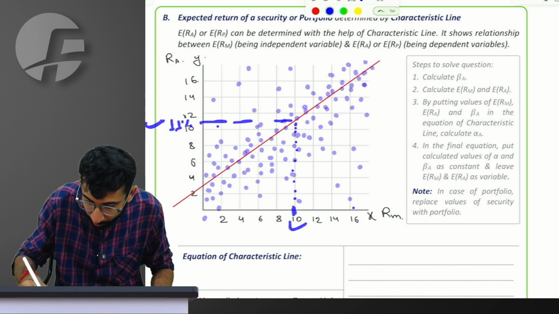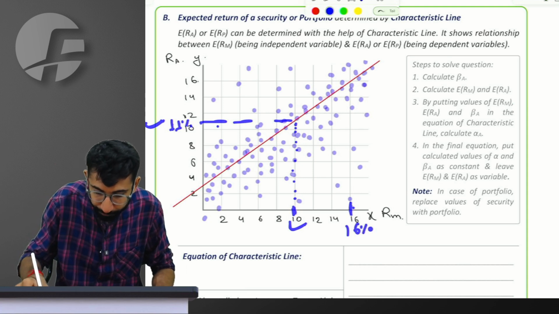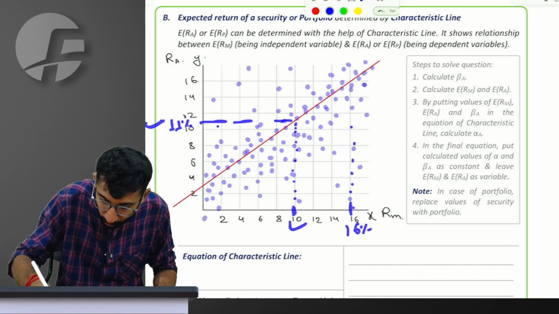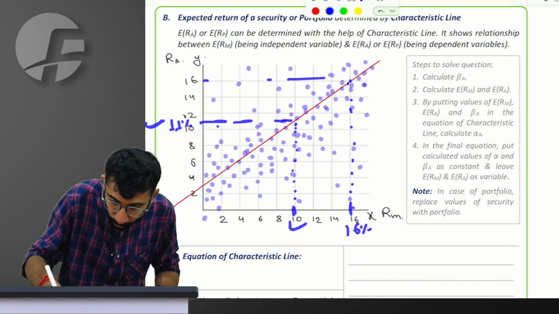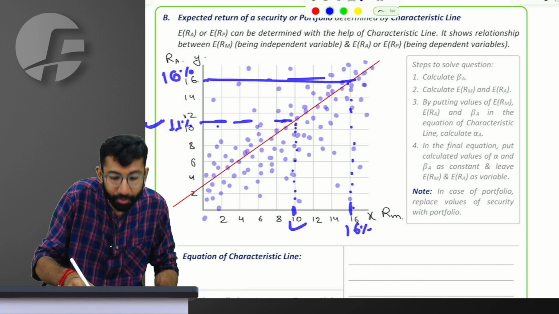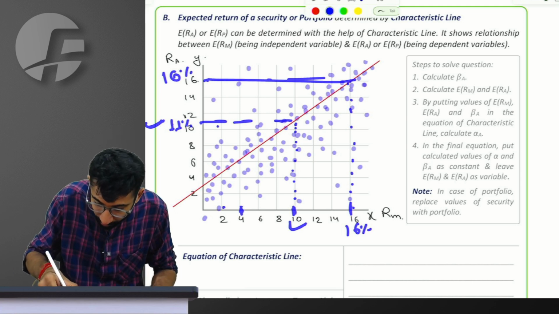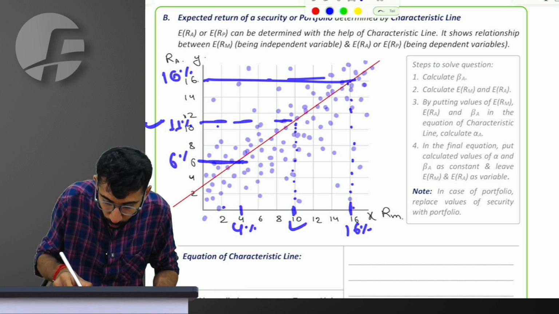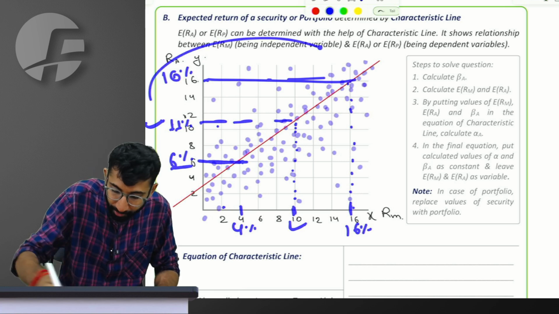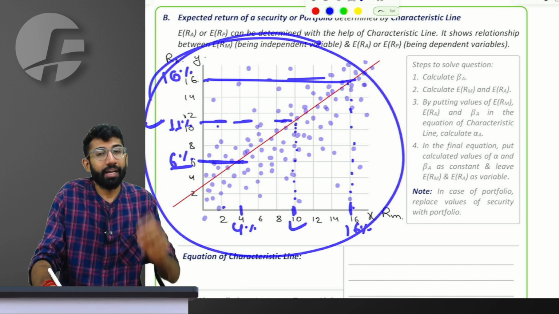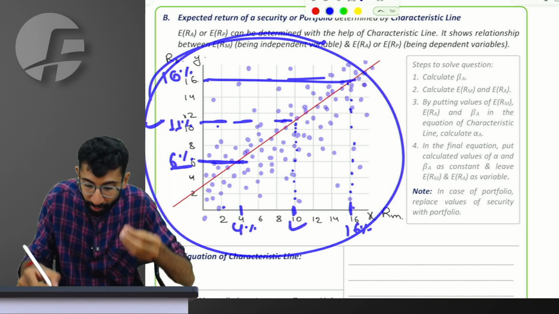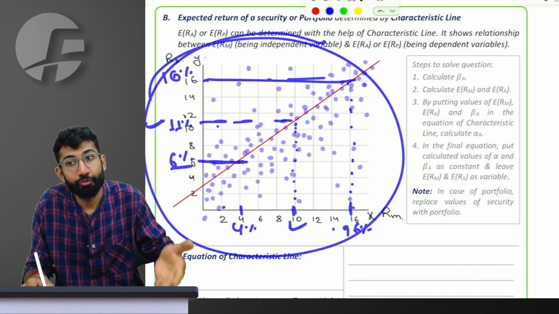Similarly, if you are expecting the market return to be 16%, then based on this calculation, the return of the security is also going to be 16%. Similarly, if the market return is expected to be 4%, then the return on the security is expected to be 6%. Are you people in the class realizing that using this line we can predict the return of a security if you can predict the return of the market?